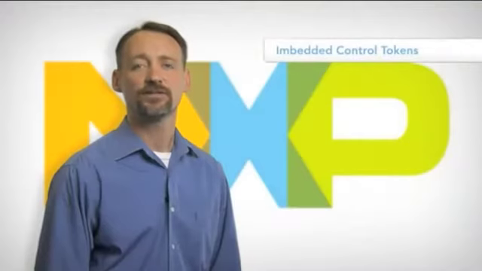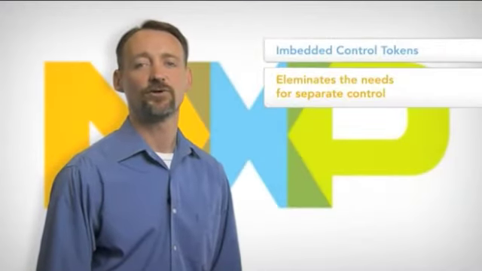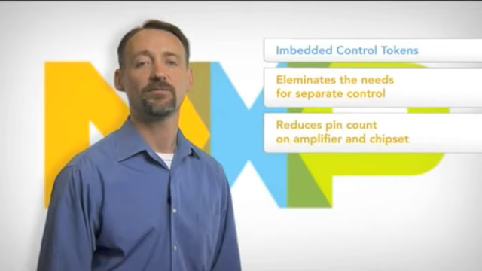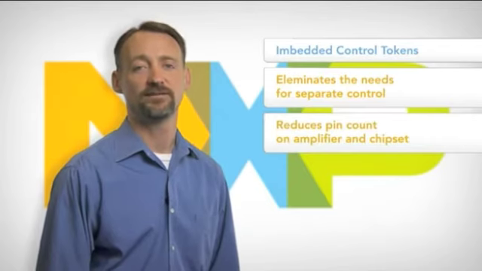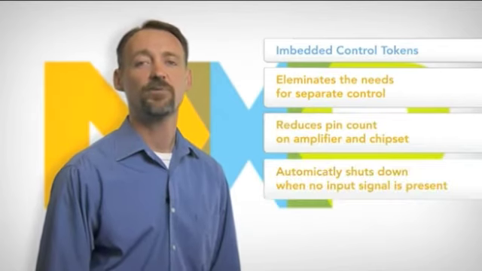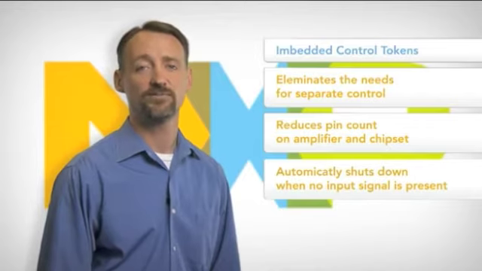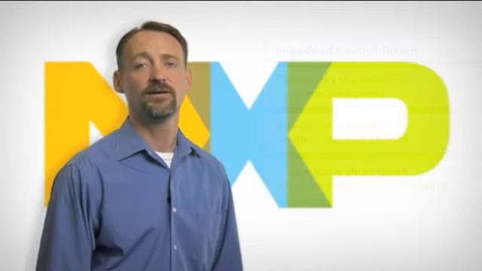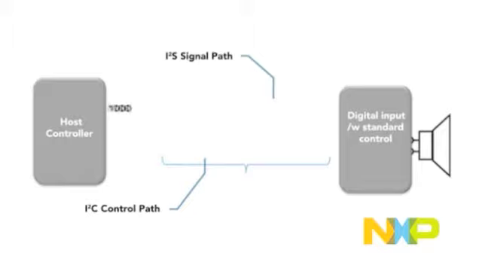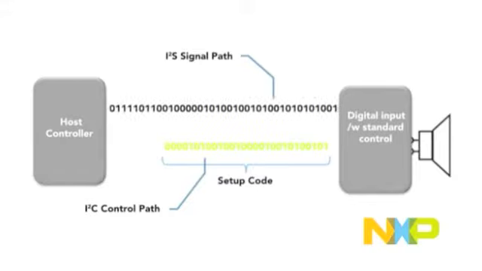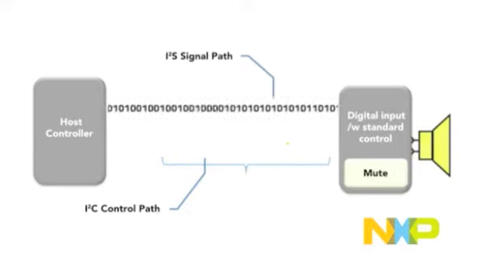Embedded control tokens eliminate the need for separate control, which reduces the pin count on both the amplifier and the chipset. It also allows the part to shut down when no input signal is present. A typical amplifier uses an I2S signal path feeding the amplifier, and then a separate 3-wire control interface, typically using I2C, that allows for setup controls, turn on, turn off, and mute codes.